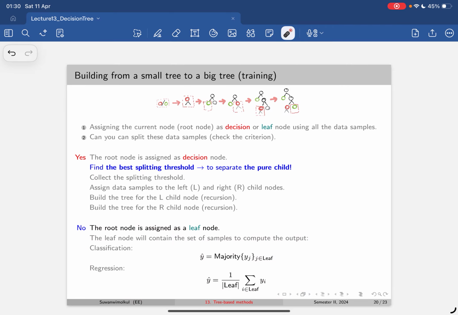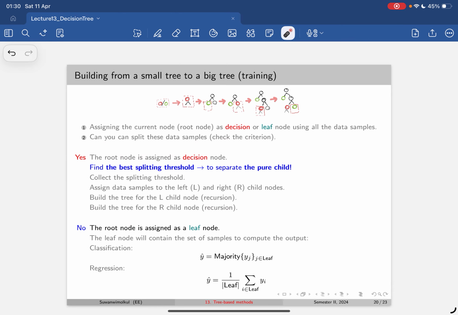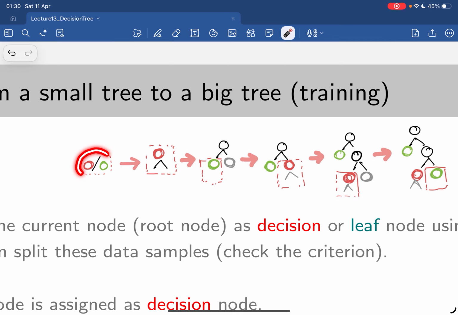But if it's a mixed node and not pure enough, you will still need to go over that node to do the procedure as a decision node, to do the further splitting, assign left and right, and on and on. So it's just like this diagram: at first, is this a decision or leaf? If it's decision, then it has two children. Is this child a leaf or a decision? If it's a leaf, we assign it. If it's a decision, then we further split.